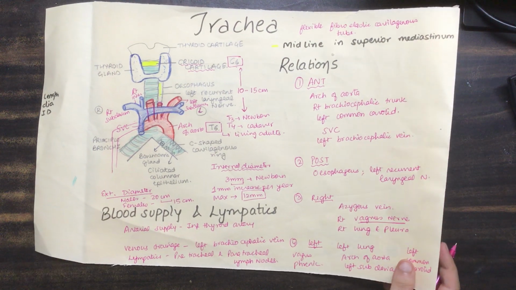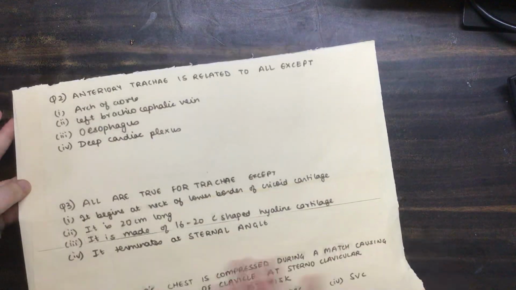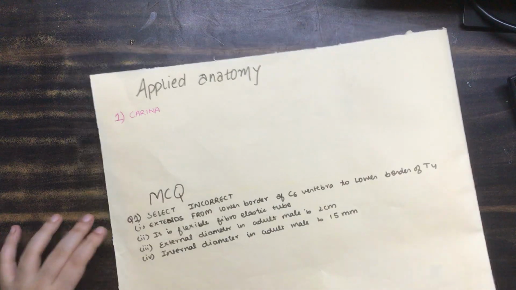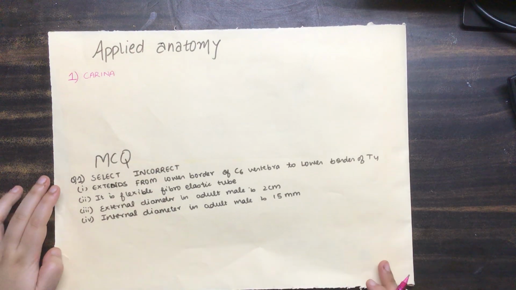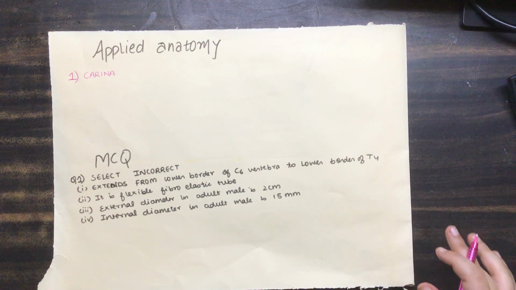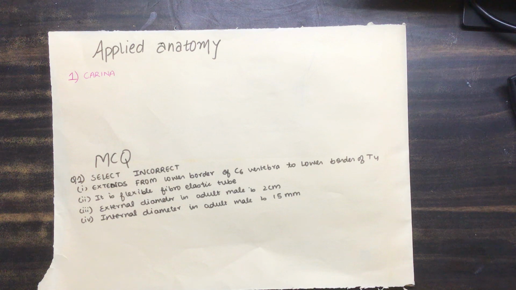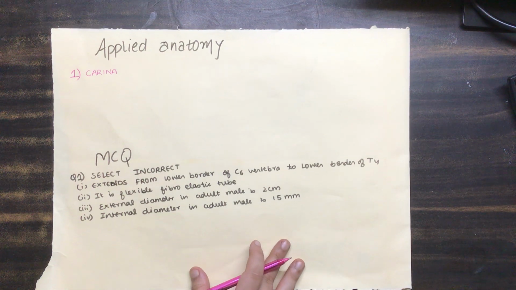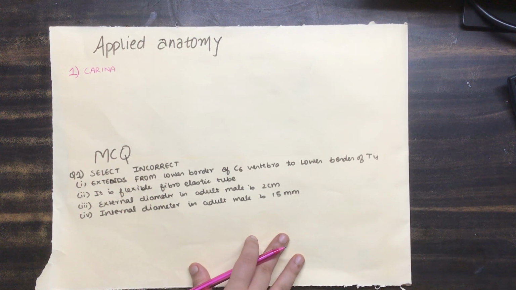Okay, so now we are moving on to the applied anatomy of this topic. Now, applied anatomy has a very important topic, the carina. So, what is the carina? Carina is a point of bifurcation of the trachea at the level of T4 or T6, where you have the formation of the right and left principal bronchi.